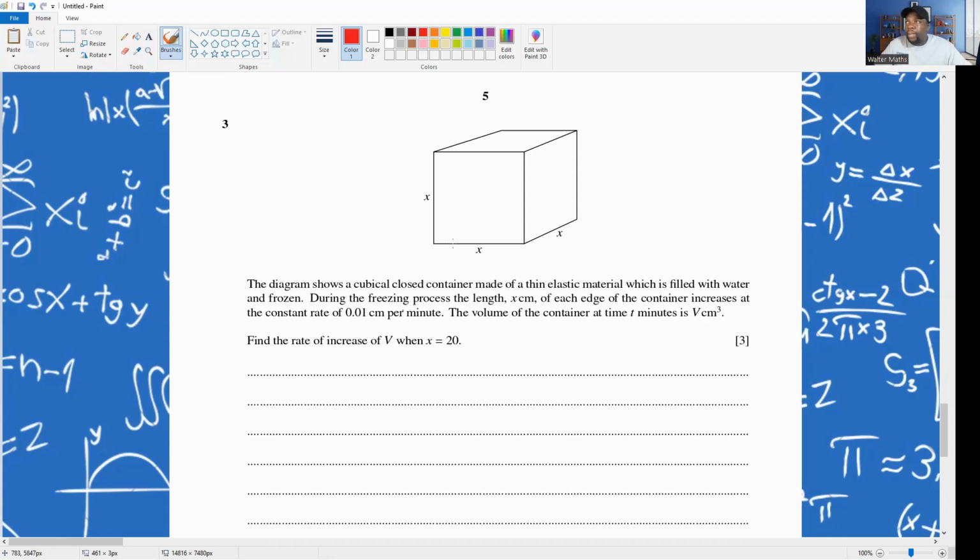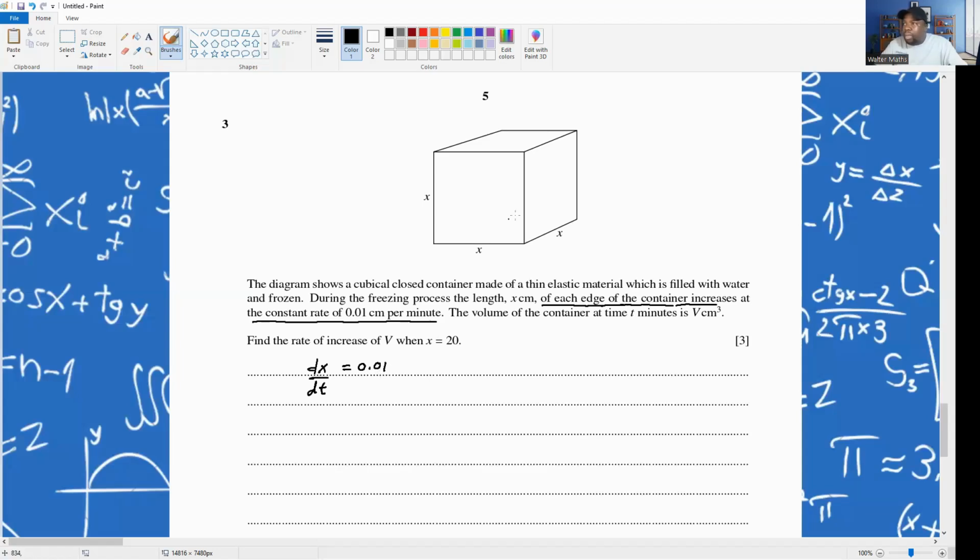All right. So how do we answer this particular question? Here, from the information we have been told that the edge of the container increases at the constant rate of 0.01 centimeters per minute. So we can write that as dx by dt is equal to 0.01.